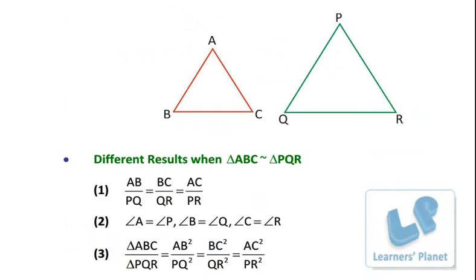Now we see the different results when triangle ABC is similar to triangle PQR. Here you can see this sign, a very small wave sort of sign, that is the sign of similarity. So triangle ABC is similar to triangle PQR. When two triangles are similar, sides will be in proportion, right? AB by PQ is equal to BC by QR is equal to AC by PR. And how do we take the sides in proportion? That I have already discussed. And if the two triangles are similar, angle A will be equal to angle P, angle B equal to angle Q, and angle C equal to angle R.